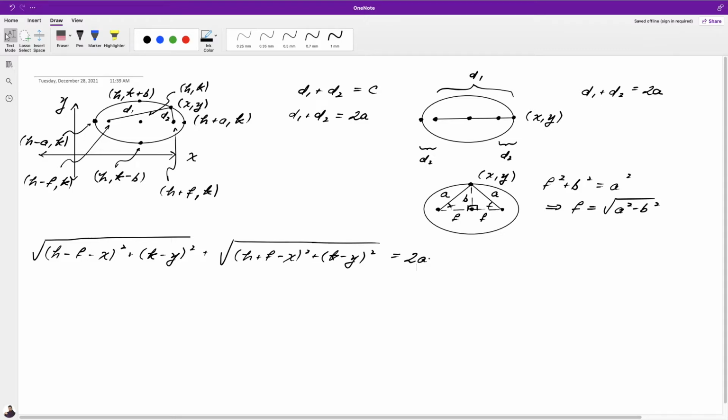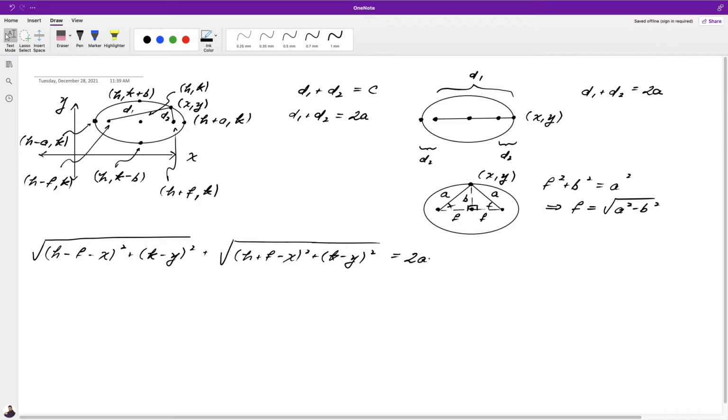Okay, this is what we're working with so far. Now we're definitely going to want to replace f as the square root of a squared minus b squared. I don't know if we're going to want to do that quite yet, but this is the initial statement here. If I add up these two distances, d1 and d2, I should invariably get 2a.